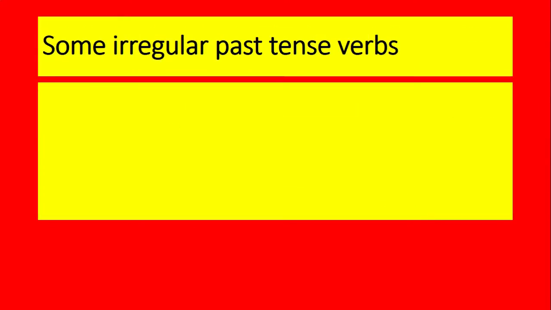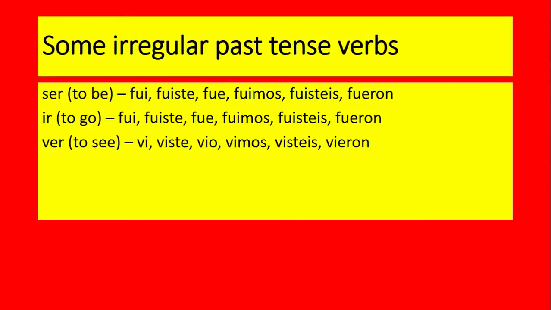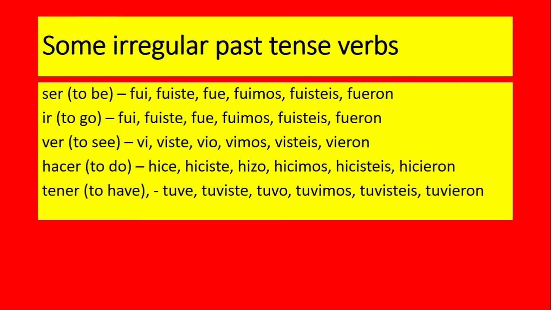There are some verbs, unfortunately, that are irregular in the past tense, like the verb to be, to go, to see, to do, and to have. And this is how they go in the past tense. Unfortunately, you need to learn these separately. The good news is the verbs ser and ir, to be and to go, are exactly the same in the past tense. So fui can mean I was, it can also mean I went. So ser and ir go fui, fuiste, fue, fuimos, fuisteis, fueron.